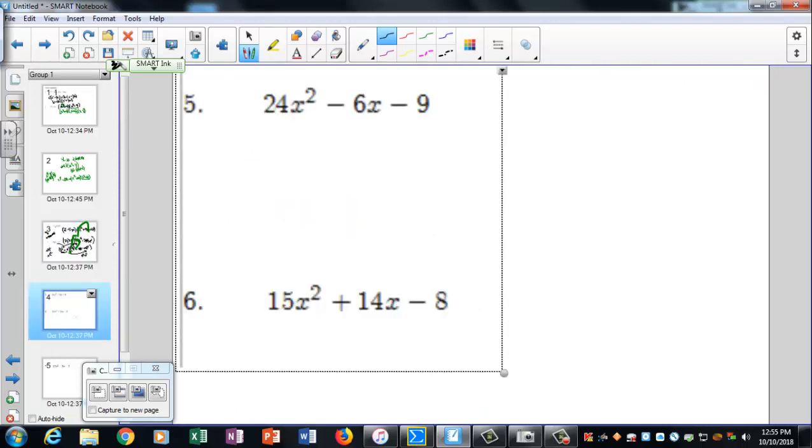Looking at 4, 5, and 6. Here we go. What number is common to number 5? What number goes into all three? 3. So we're going to take out the 3. When we take out the 3, we get 8x squared minus 2x minus 3. Okay, yes.